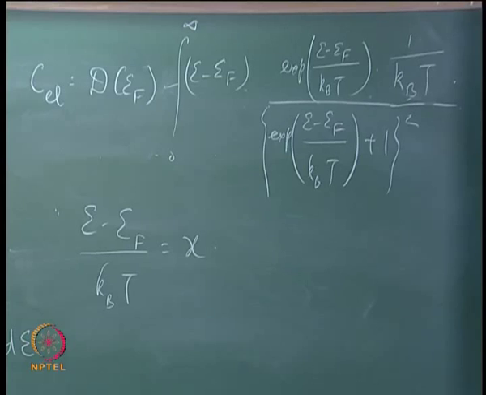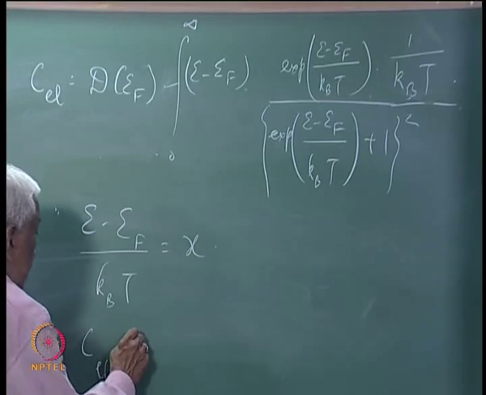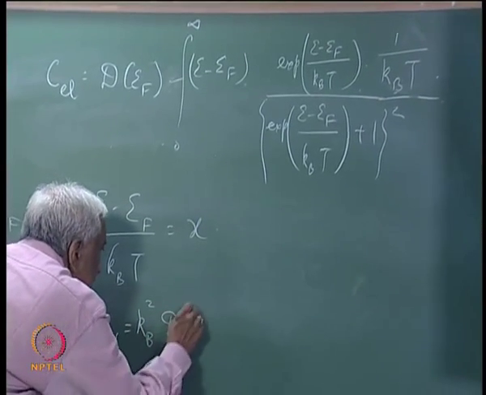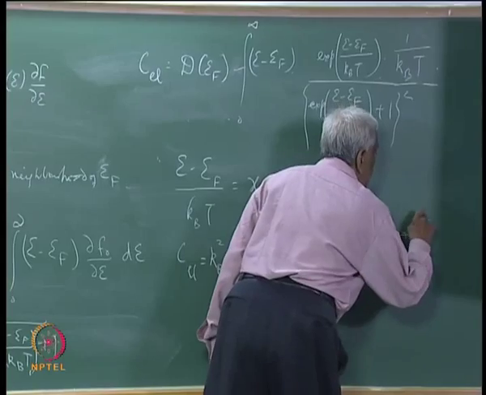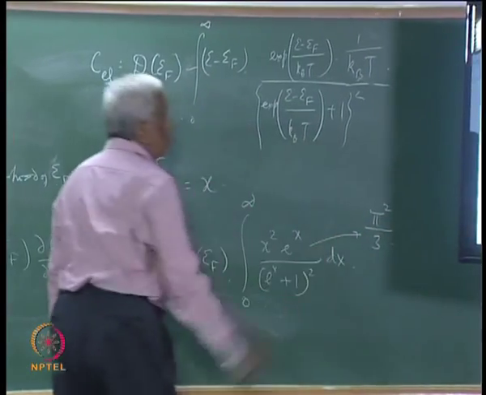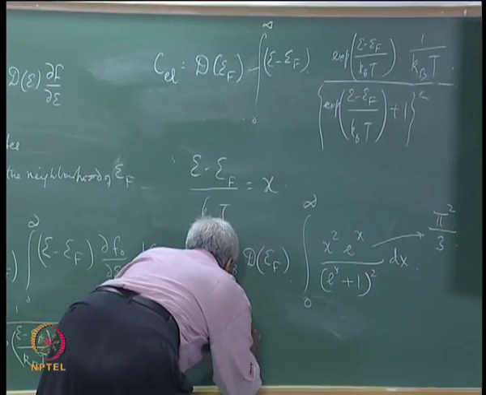So, we finally arrive at the expression C electronic as k B squared T times D of E F times an integral. The states far below are completely occupied and do not contribute anything to the integral, so we may change the lower limit to just minus infinity. This is a standard integral which has the value pi squared by 3. It is a definite integral whose value is known to be pi squared by 3. So, we arrive at the final expression for the electronic heat capacity.